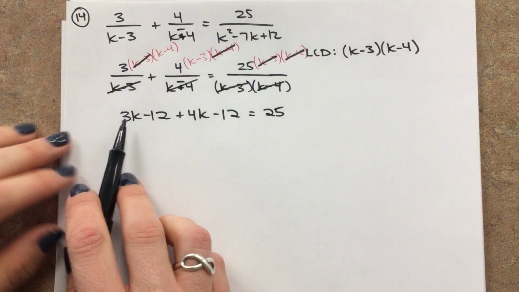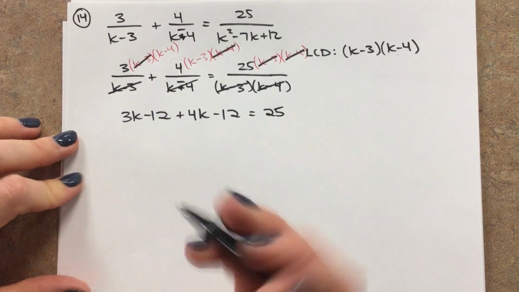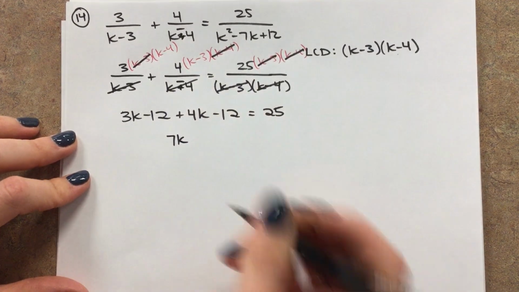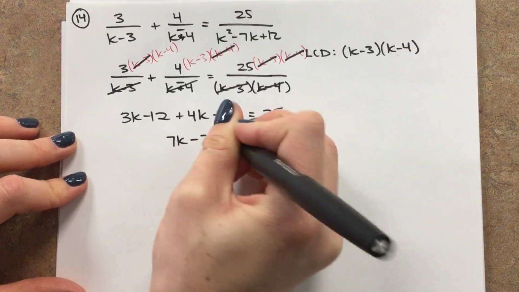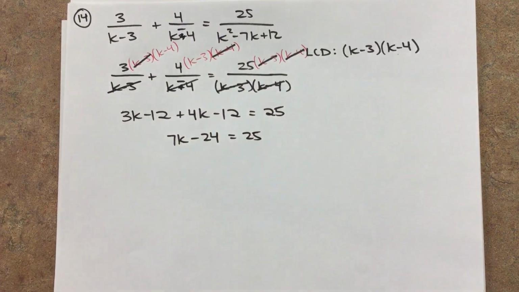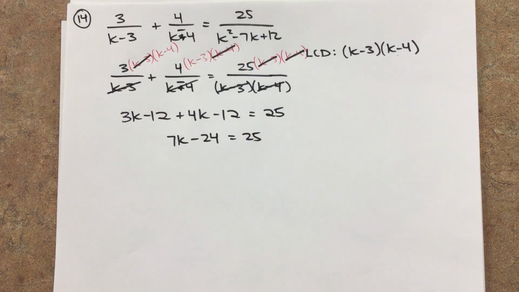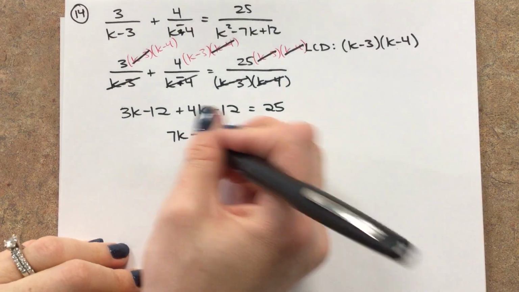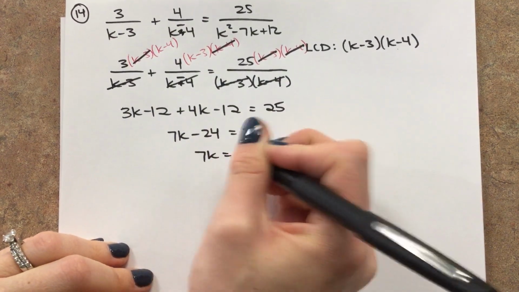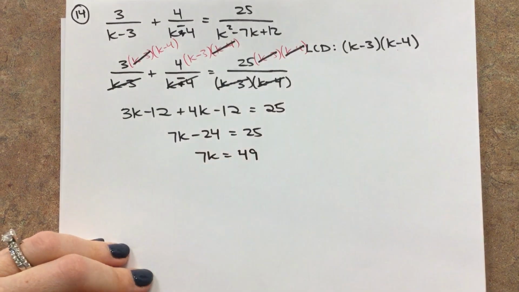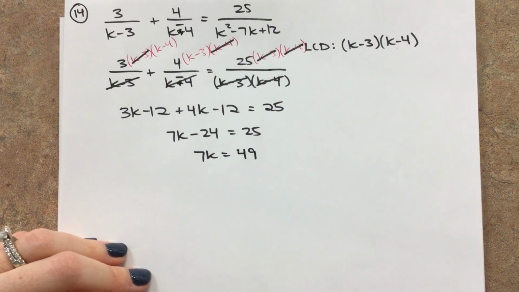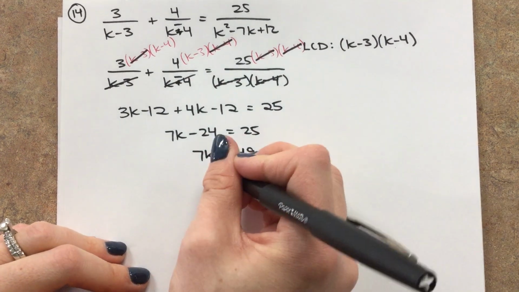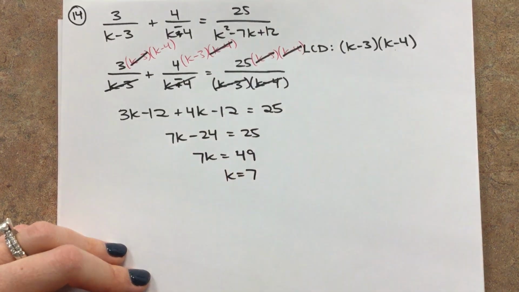Okay, so these guys, we get 3k, 4k adds up to 7k, and then the negative 12s would be minus 24. So just kind of a multi-step equation here to solve for k. So you would add the 24 to both sides, and 25 plus 24 is 49, and then divide both sides of the equation by 7. So 49 divided by 7 is 7.